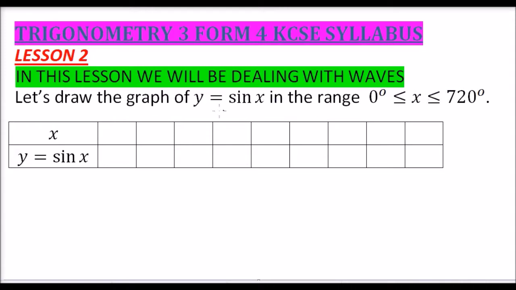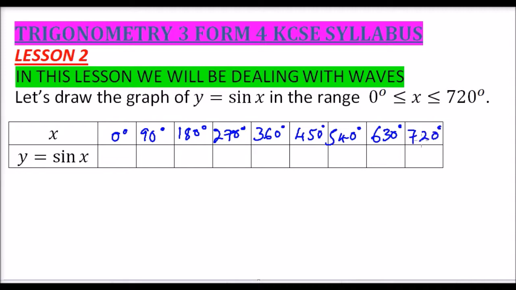So we start by filling our table. With x, we start with 0. Let's take 90 degrees, then 180 degrees, 270 degrees, 360, 450, 540, then 630, and finally 720. That is the range that we are supposed to use.